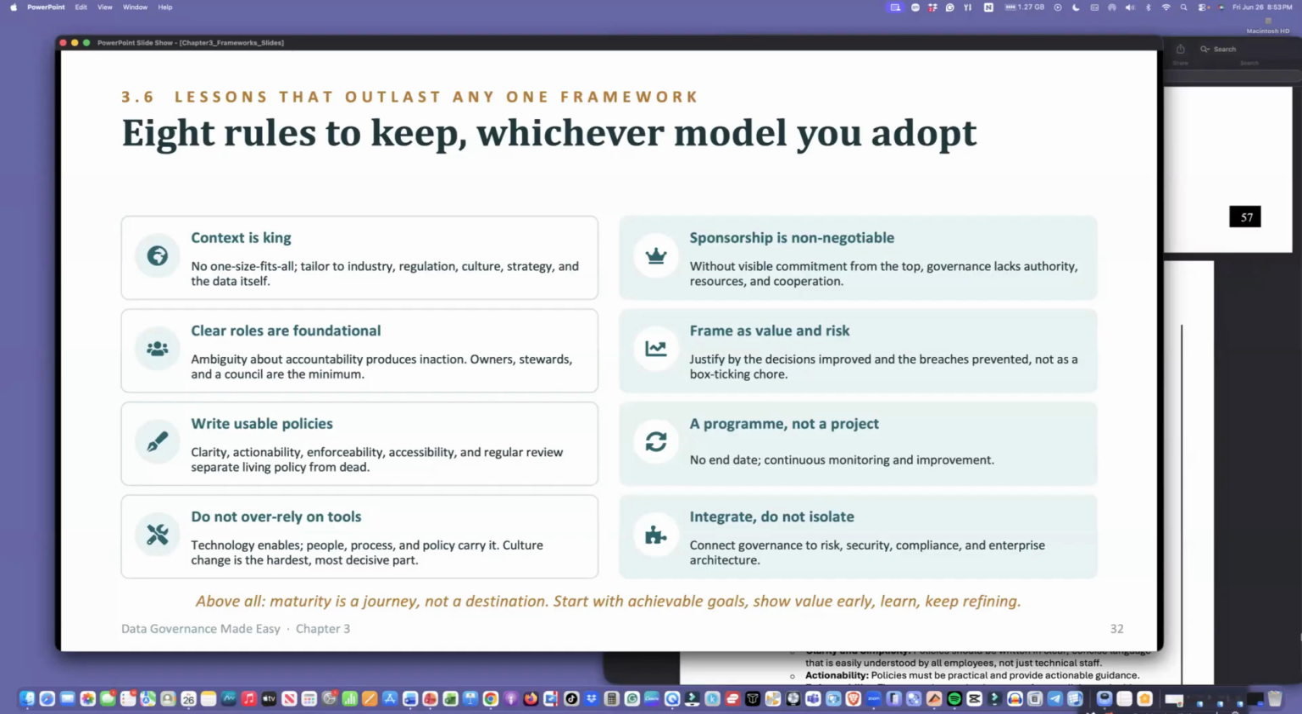Clear rules are foundational. Ambiguity about accountability produces inaction. If we don't understand, we can't act. So, like David said earlier, I will define my roles and responsibilities, because when they are defined, people will be clear about what they are supposed to do. Write usable policies, DGI. Don't write things which are heavy on description and low on prescription. Even if you use the DAMA DM book, after you describe, set up a governance team to develop the actual policies, and make sure that team is well represented across the different units.